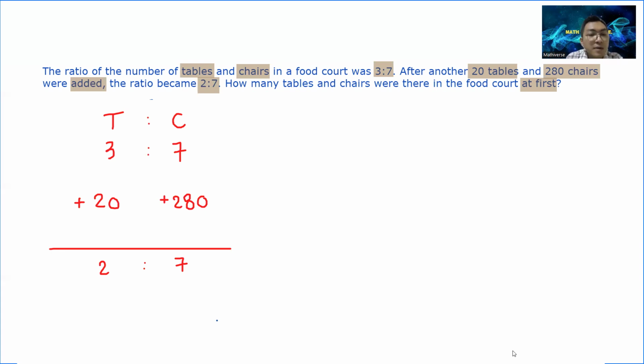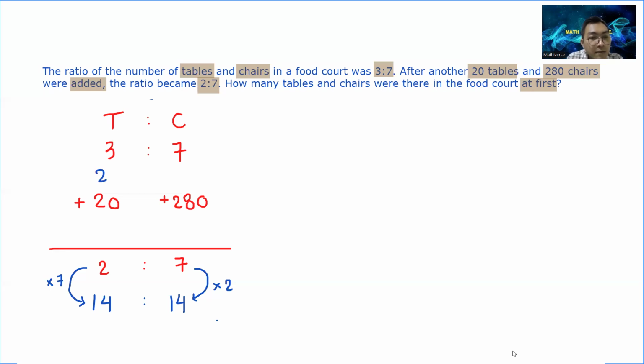Okay, let's see. First things first, 2 and 7. What is the first common multiple? It is 14. Okay, so let's change to be the same total 14. So 2 to 14, what happened? It is times 7. And then 7 to 14, what happened? It is times 2. Hey, this 2 is the total of tables in the end, and then this 7 is the total of chairs in the end too.